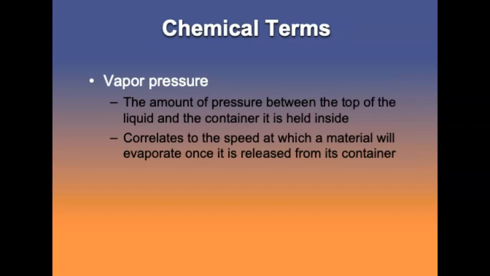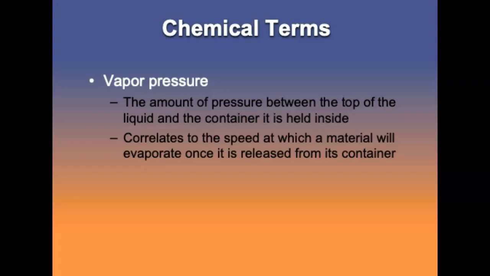So let's talk about some chemical terms. Vapor pressure is the amount of pressure in the airspace between the top of the liquid and the container it is held inside. The vapors released must be contained in order to exert pressure. Vapor pressure directly correlates to the speed at which the material will evaporate once it is released from the container. Evaporation increases when air or pavement temperature is elevated, and evaporation rates are also influenced by wind speed, shade, humidity, and surface area of the spill.